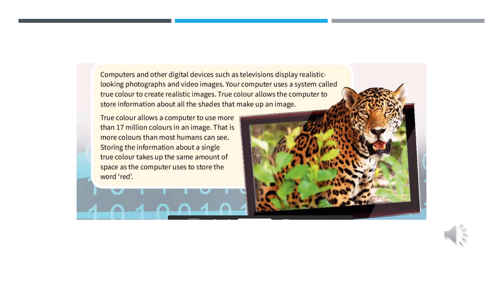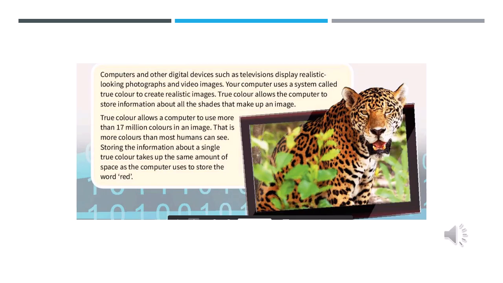What are realistic looking photographs? Nowadays, computers and other digital devices such as TVs display realistic looking photographs and video images. Your computer uses a system called TrueColor to create realistic images. TrueColor allows the computer to store information about all the shades that make up an image. TrueColor allows a computer to use more than 17 million colors in an image. That is more colors than most humans can see.